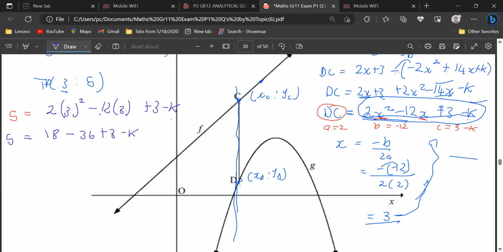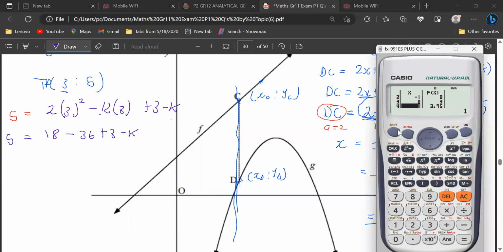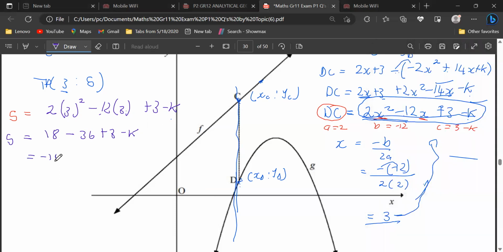Here, guys, don't try to be a hero. Take out your calculator. You have 18, minus 36, plus 3, and then what do you get? Minus 15. So you have minus 15 minus K, which is going to be 5.